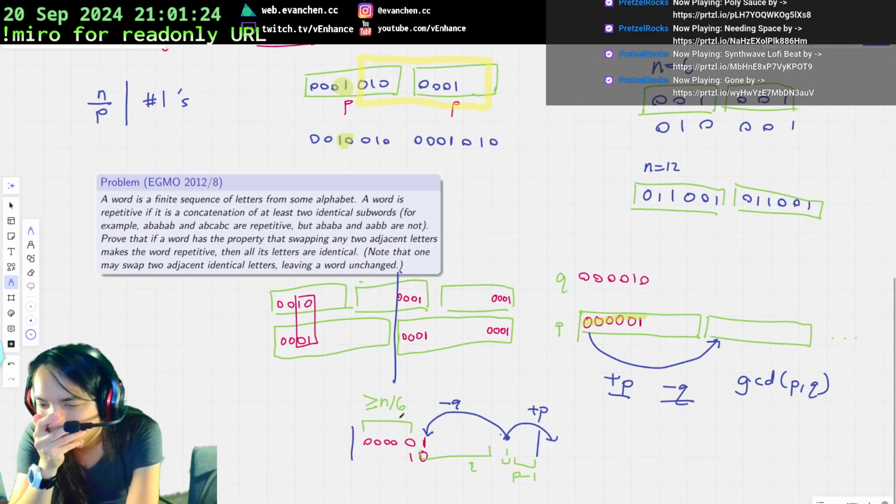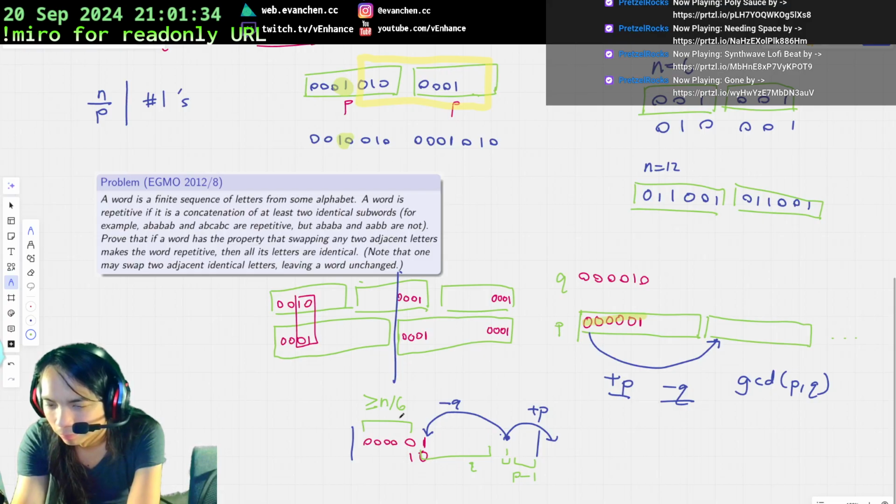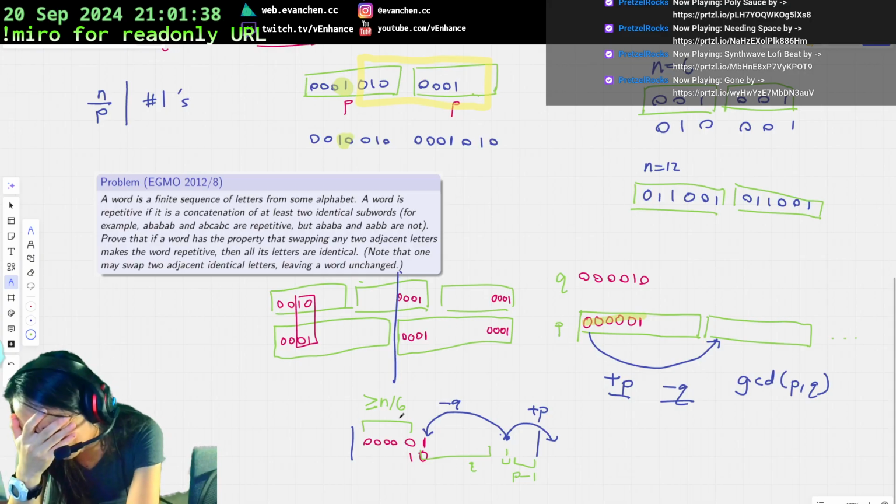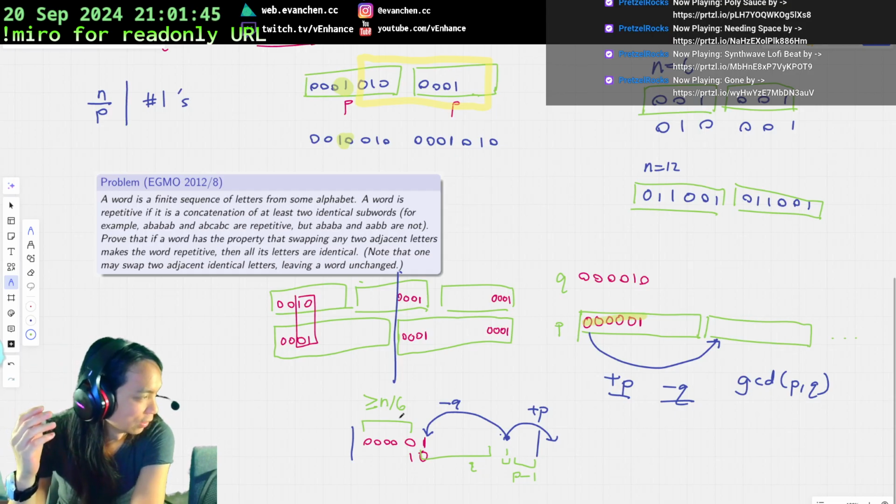Or wait, which one did we change? Yeah, we moved the 1 to the left. So in the original thing with P, oh, this is gonna be so annoying to write up. Is there really not a cleaner way to do this? I just feel like we have so many more conditions than we can possibly use.